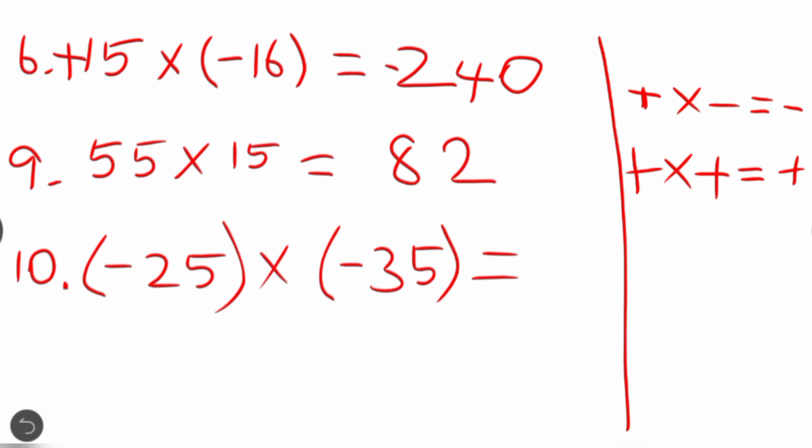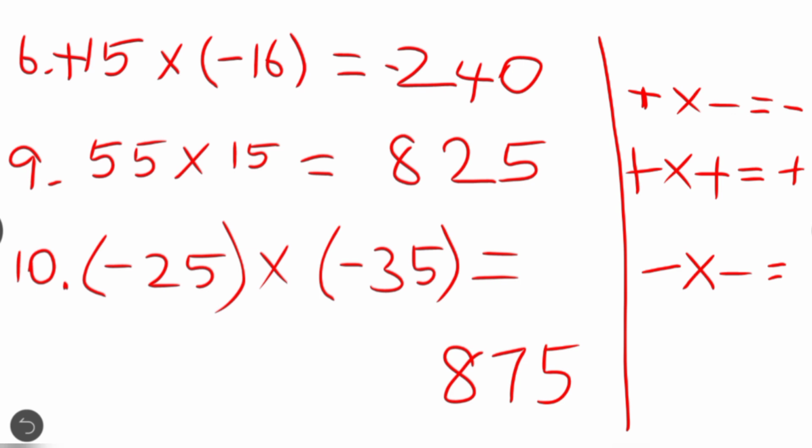Now we can move on to the 10th sum. 25 multiplied by 35. Here a negative integer is multiplied with a negative integer. 25 multiplied by 35 is nothing but 875. But here we have minus multiplied by minus, right? In the multiplication table, minus into minus is nothing but plus. We know that, right? So the answer will also be plus.